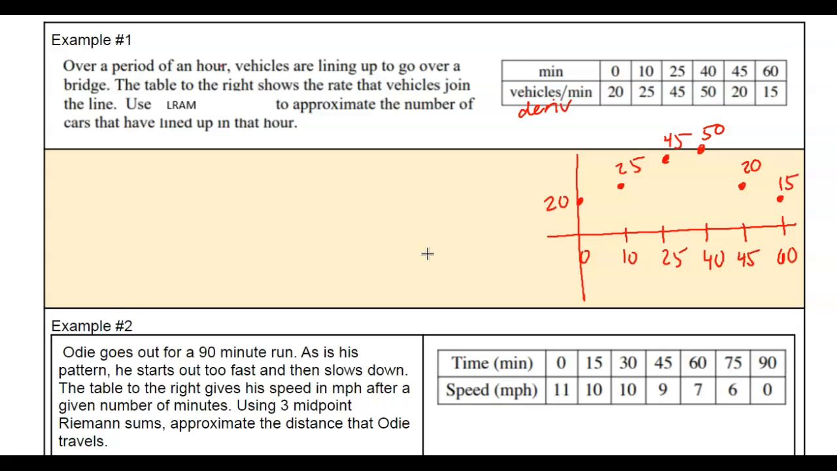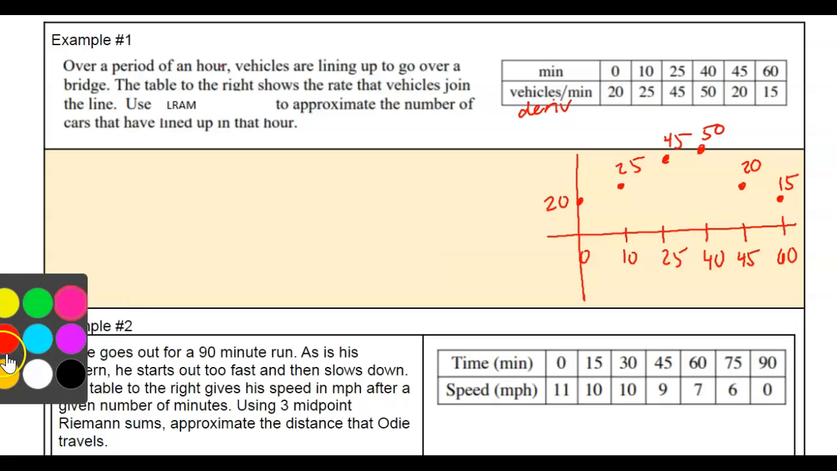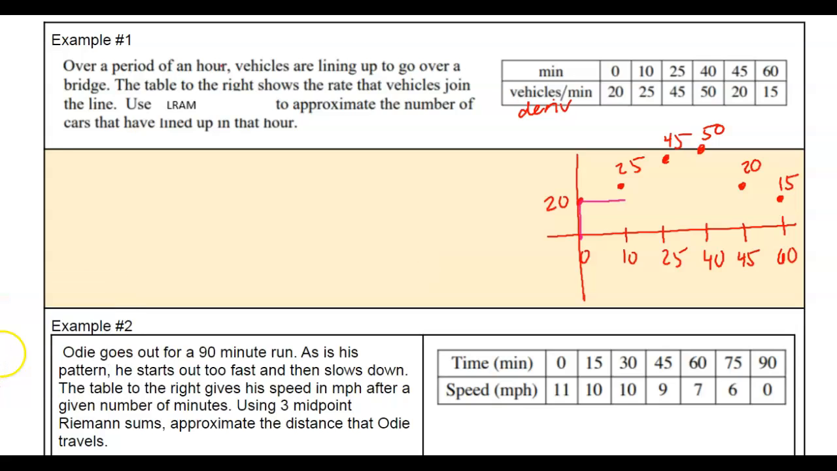Okay, and so when we draw our rectangles, if we're using LRAM, we want to use the left endpoint. And you can get this from a table without drawing the picture. All right, and so we've got 1, 2, 3, 4, 5 rectangles. And the area of a rectangle, we'll just have to do this by hand since they're not all equal intervals, okay? And that's kind of the drawback of the table. 1, 2, 3, 4, 5.